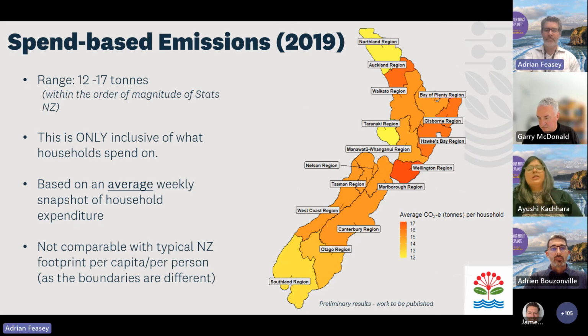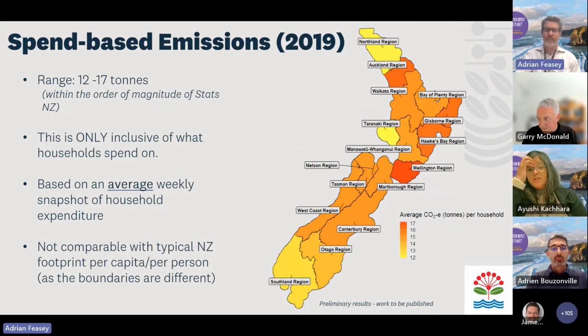What also needs to be kept in mind is that this is only an average household profile. What we need to factor in is the size of households, the income groups, the location of households, and how that affects the numbers, and what is the range of emissions per household in these different locations.